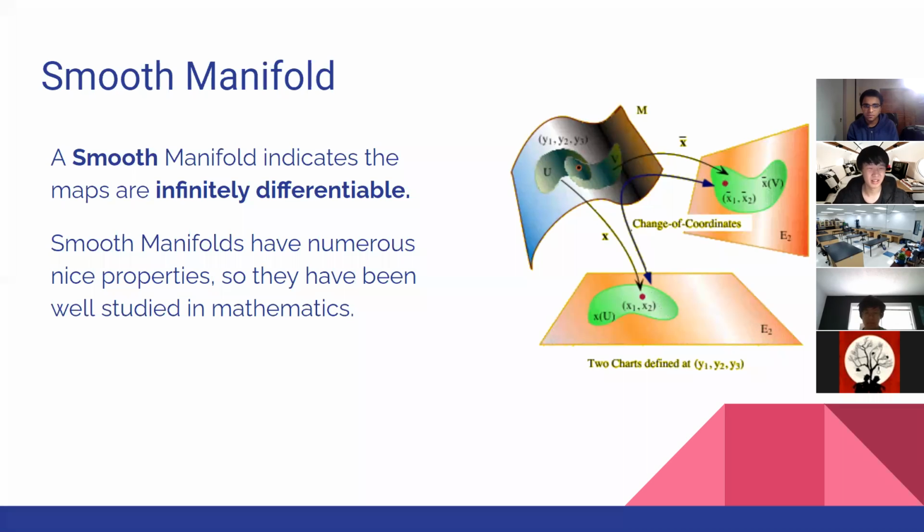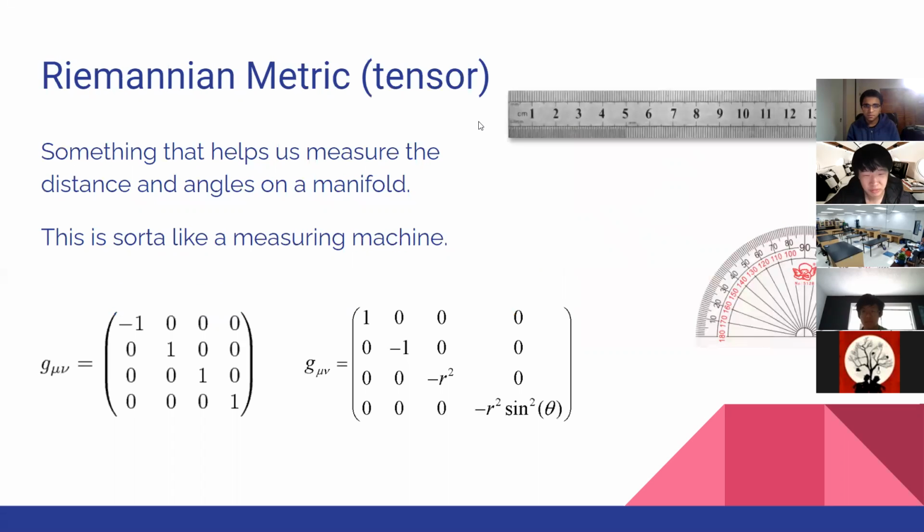An infinitely differentiable function is, for example, x squared. The first derivative is 2x, the second derivative is 2, and then it becomes 0. It's all differentiable, all well defined. This is called infinitely differentiable. Smooth manifolds have numerous nice properties, so they have been well studied in mathematics. Riemannian geometry deals with objects like this. Can you move to the next slide?